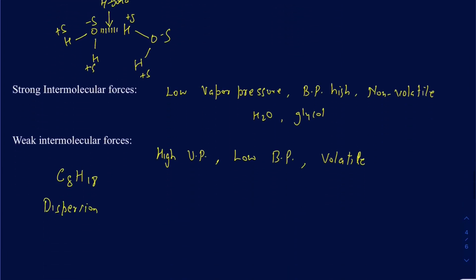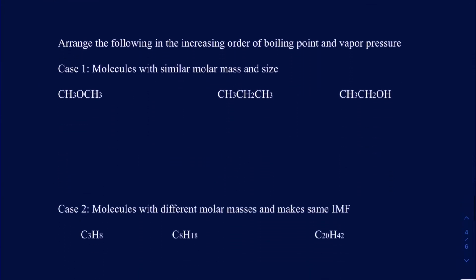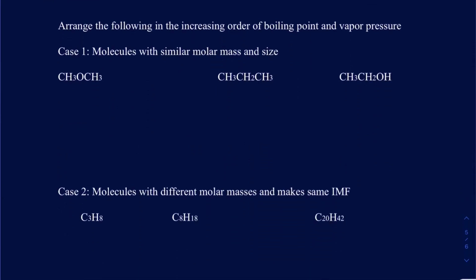Okay, so now let's take a few examples here and see what criteria you're going to be looking for when you arrange those things in terms of boiling points and vapor pressure. So suppose I have this case 1 here. Case 1 is usually looked at when you have molecules with similar molar mass. They don't necessarily have to be the exact same molar mass, but similar molar mass and maybe roughly the same size, not a big difference in terms of the size. In those cases, the type of intermolecular forces that you're going to make will matter. So you're going to be looking at what intermolecular forces each molecule is going to make. So suppose I call this molecule A, this is B, and this is C.